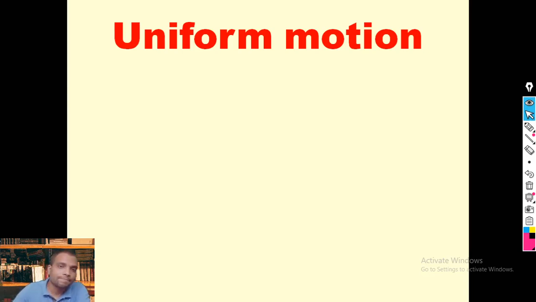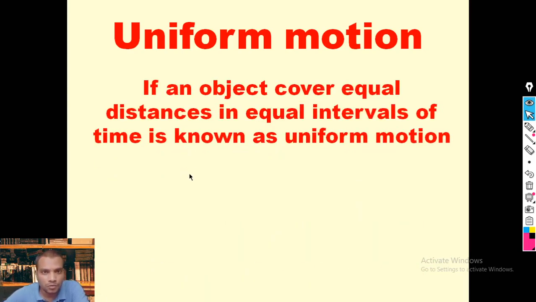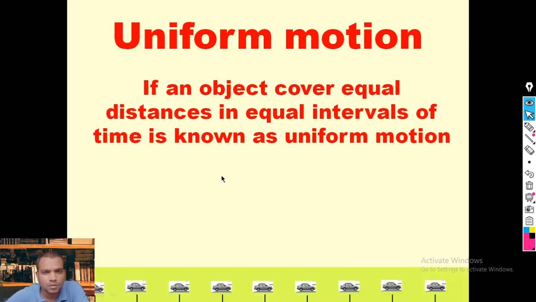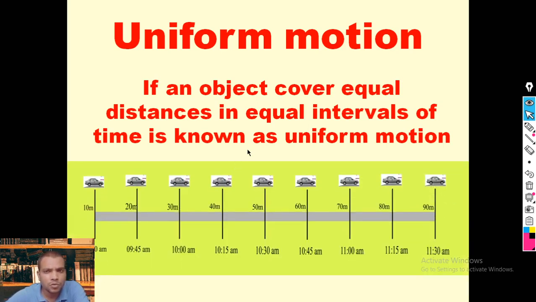Hello everyone. Last class we covered uniform motion. Just recall what uniform motion is. If an object covers equal distances in equal intervals of time, that type of motion is known as uniform motion.